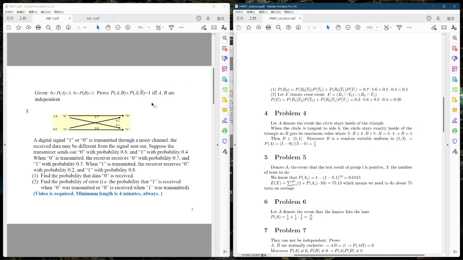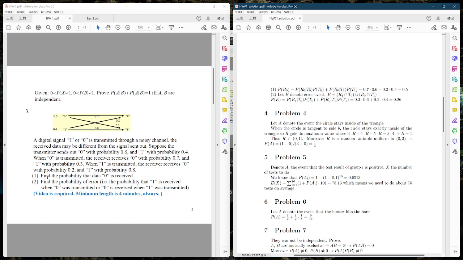This video is to solve problem 3 of homework 1 in the course Probability and Stochastic Process. The problem says that there is a transmitter which sends out 0 and 1 signals with certain probabilities, and there's a receiver which receives 0 and 1 signals with certain probabilities with respect to what signal is transmitted.